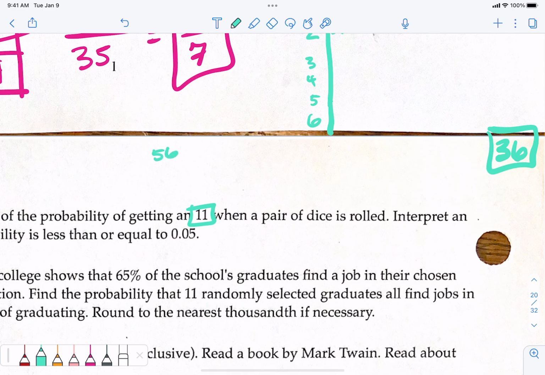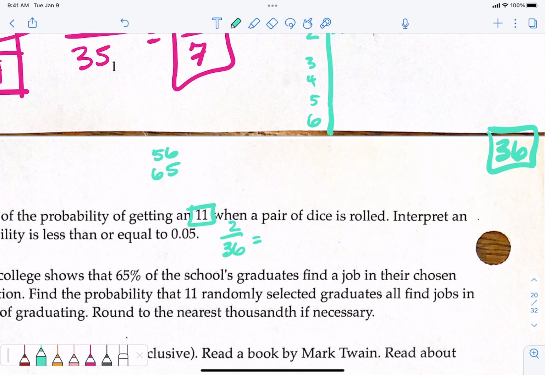5 and 6 and 6 and 5. Anything else? 7 and 4? There's no 7. No, there's no 7, right? That's 12. Okay, anything else? Anything else? No. Those are 11s, right? 2 out of 36.